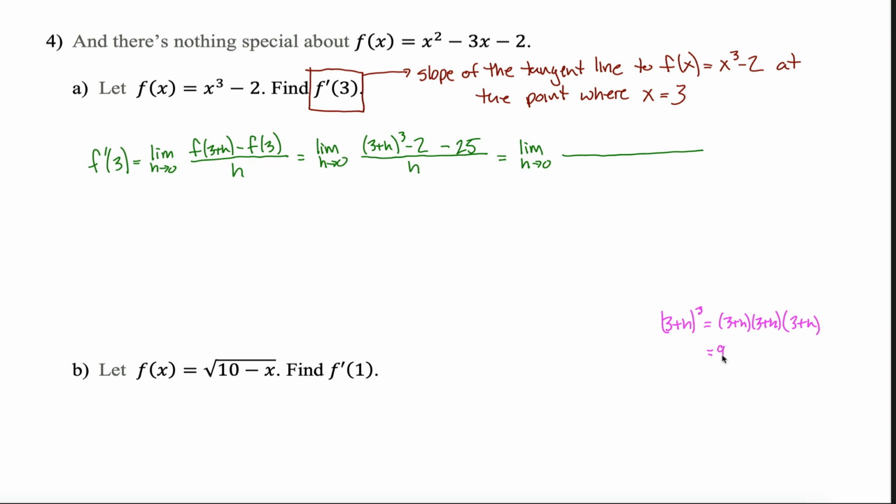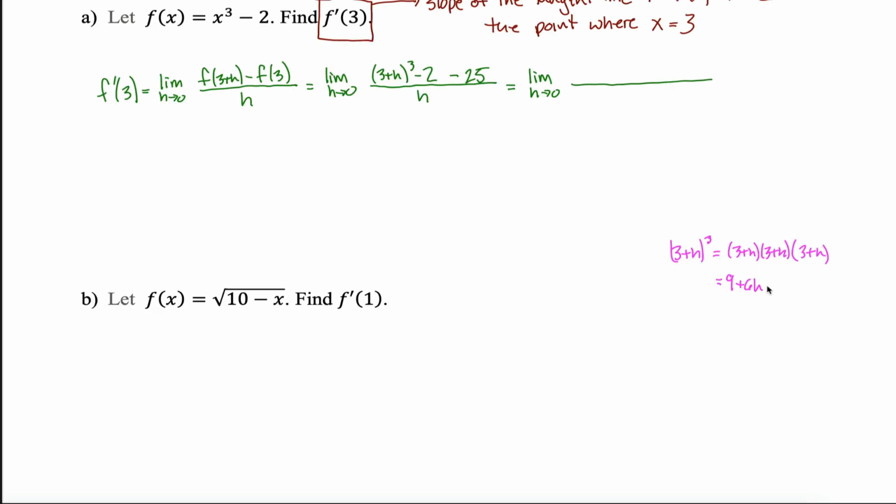3 times 3 gives me 9. 3 times h gives me 3h, but h times 3 gives me another 3h, so I got 6h, and h times h gives me h squared. That's not my answer, that's just the product of the first two things. I have to take that and multiply it by 3 plus h. When you're multiplying a trinomial by a binomial, it's a little bit tricky, but it's kind of the same logic as what we did when we multiplied these two binomials, 3 plus h times 3 plus h. You just have to make sure that each of these terms, the 3 and the h, gets multiplied by each of these three terms, the 9, the 6h, and the h squared.